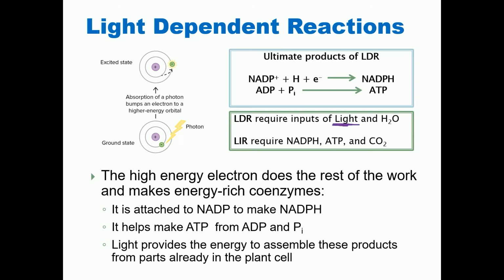So, the light-dependent reactions require a constant source of light, of sunlight, and a constant source of water. Everything else is already in the cell for them to assemble, but they need a constant source of sunlight and water. And that's why they're called the light-dependent reactions. The other half of photosynthesis doesn't directly interact with sunlight, but we'll get there in a bit.